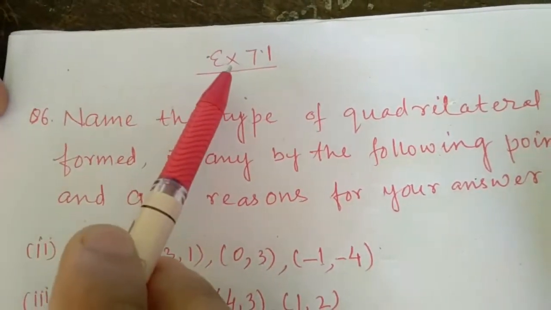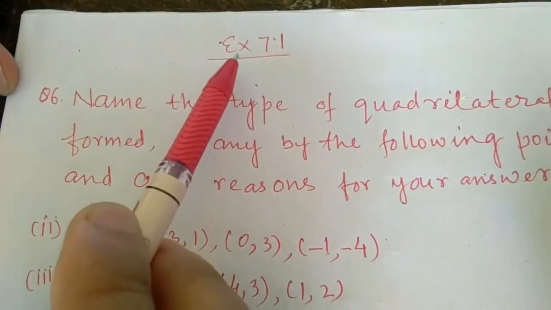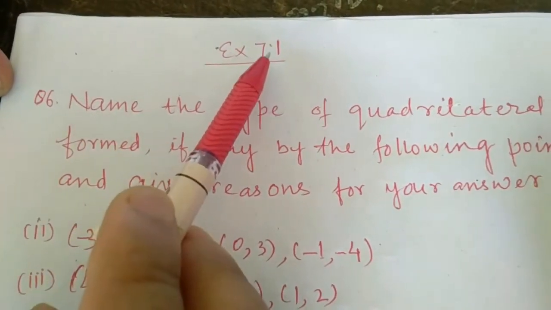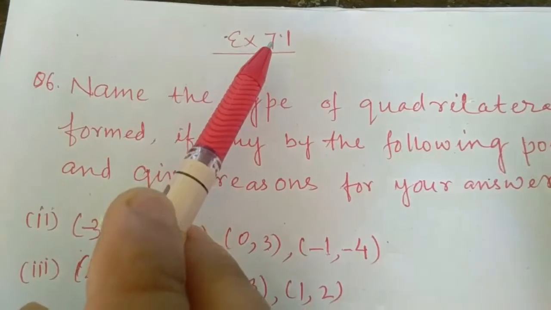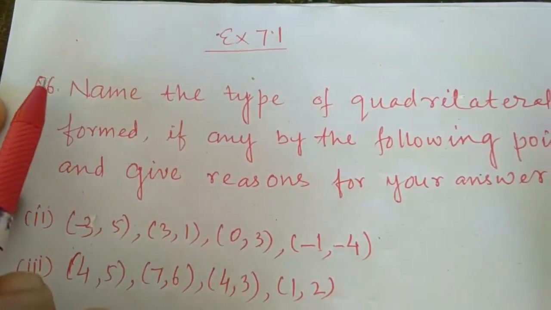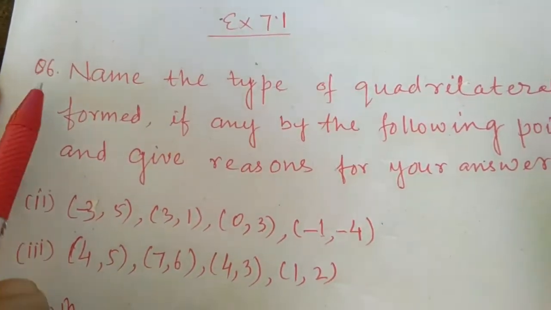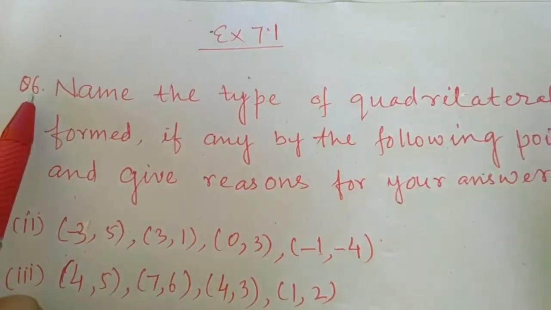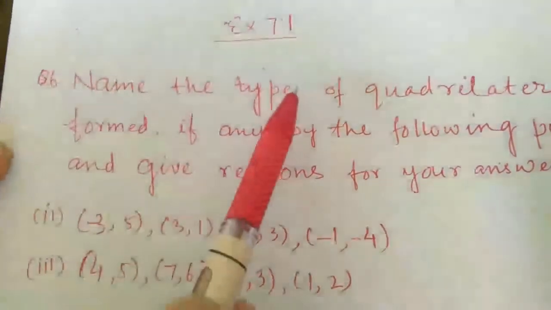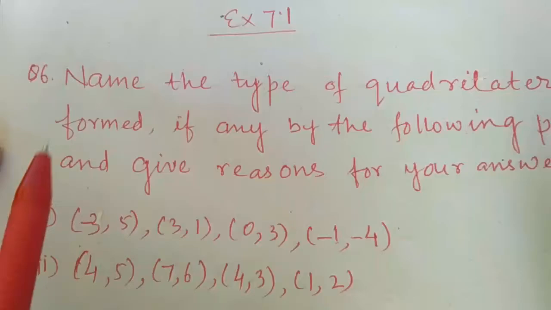We are continuing class 10 general mathematics. Okay, exercise 7.1, chapter 7. In my previous class I did question number 6.1. So today we'll continue from 6. Okay, today we'll do question number 6, 2 and 3.